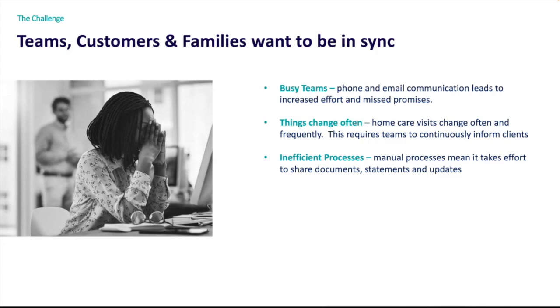A service might change, and the teams will need to call and inform the client or the family of that change. And across the sector, there's a lot of manual processes, and this means things like sharing documents, statements, and updates. And these processes, generally speaking, are really inefficient, and again, cause teams to spend a lot of time on very manual and rudimentary tasks. And so this problem of communication, of clarity, is really slowing teams down, and means that good customer service is really hard to achieve across the sector.